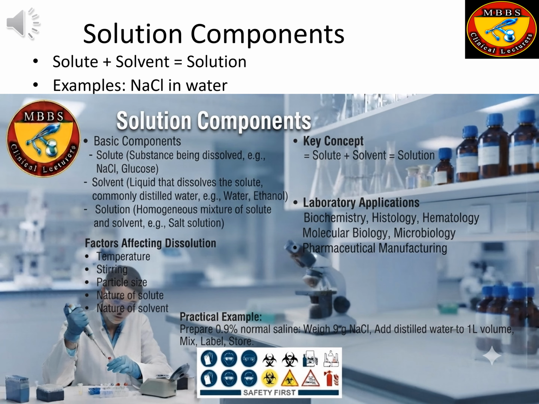Solution. When the solute dissolves completely in the solvent, a homogeneous mixture called a solution is formed. Example: 10 g NaCl plus 100 ml distilled water equals salt solution. Factors affecting dissolution: temperature, stirring, particle size, nature of the solute, nature of the solvent. Increasing temperature generally increases the solubility of most solids. Stirring speeds up the dissolution process by increasing contact between particles.